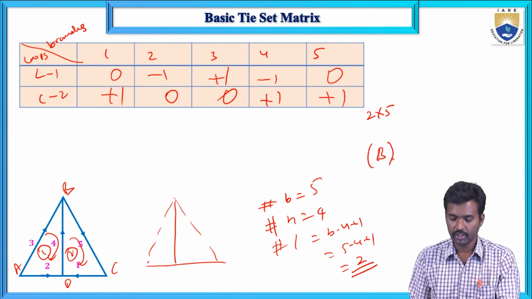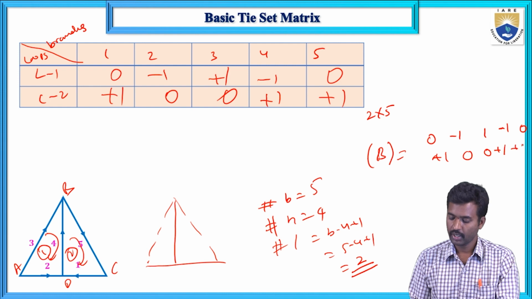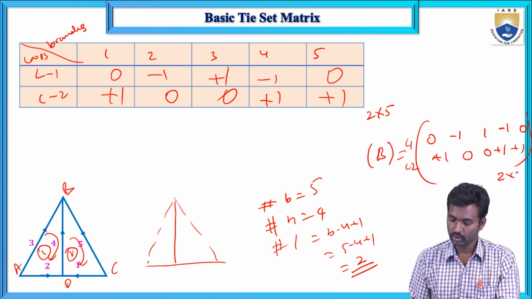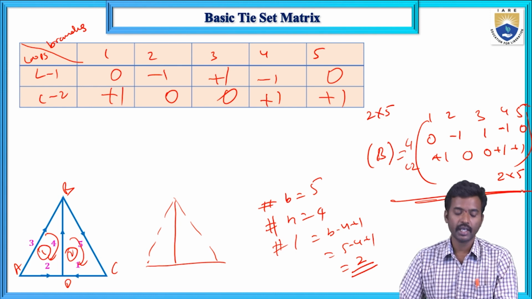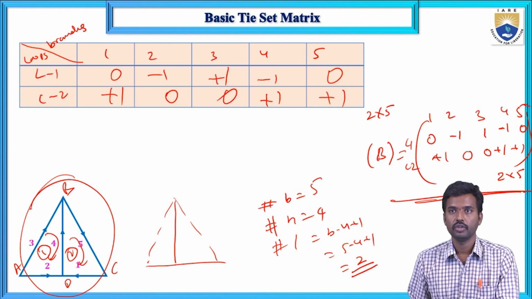Now this one B equals 0, -1, 1, -1, 0, +1, 0, 0, +1, and +1, L1, L2, 2 cross 8, 1, 2, 3, 4, and 5. This is the basic tie set matrix for this particular graph.